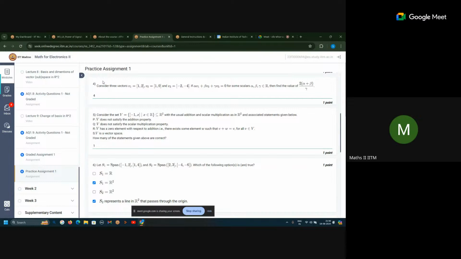Similarly, V does not satisfy scalar multiplication. Can we check the same way? Take a scalar, let's say 5, and multiply with an element of V, (-1, 1). Multiplying as you do in R2, what will you get? (-5, 5). Is that an element of V? No, because the first coordinate should be -1. So again, V is not satisfying the scalar multiplication property.